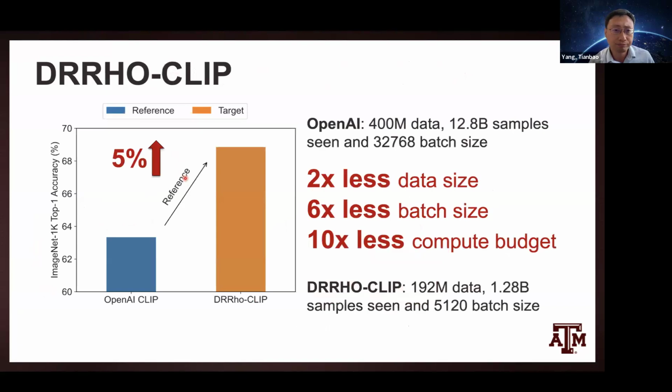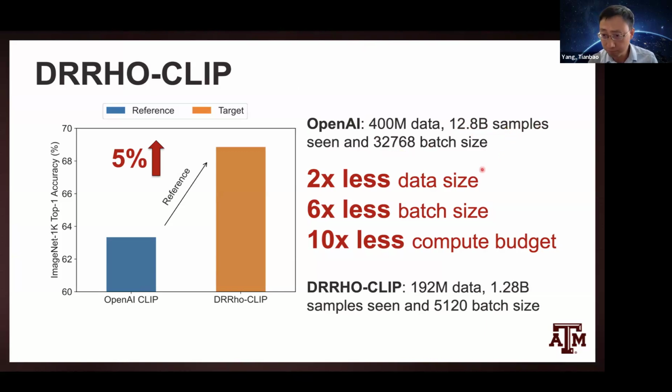All right, let me show you some results. These are the results where we compare with OpenAI's CLIP model. We use OpenAI's CLIP model as a reference model. OpenAI trained the model with 400 million image-text pairs. They released the model, but they didn't release the data. They trained the model with more than 30K batch size. They need a couple hundred GPUs to do that. One GPU can only hold maybe a few hundred batch size, but for this large batch size, you need many GPUs. And they trained the model with 12.8 billion samples seen. This is the compute budget.